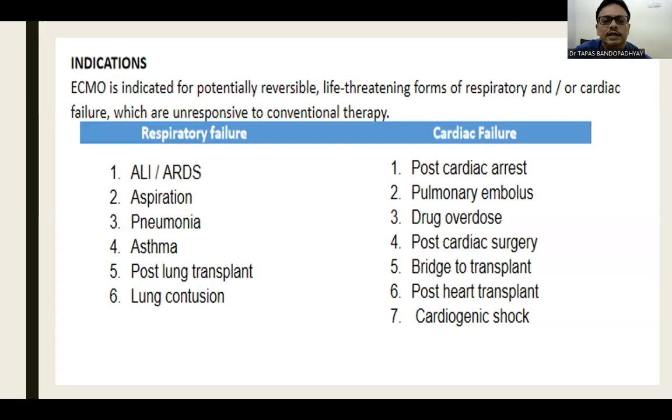And these are the indications. The respiratory indications in brief are ARDS, aspiration, asthma, post-lung transplant or lung contusion. And the cardiac indications are post-cardiac arrest, pulmonary embolus, drug overdose, post-cardiac surgery as a bridge to therapy, cardiogenic shock or post-heart transplant.